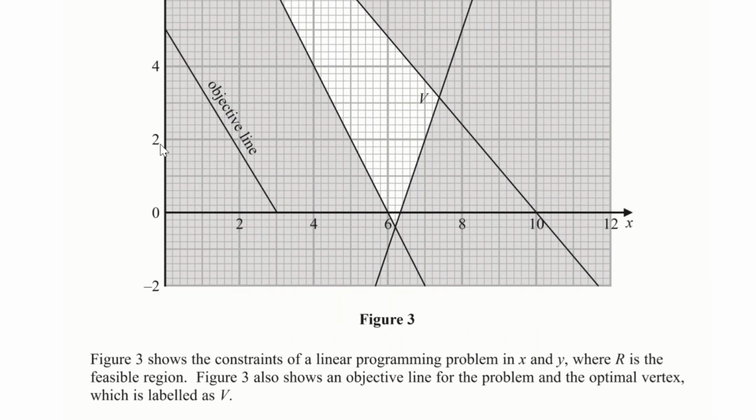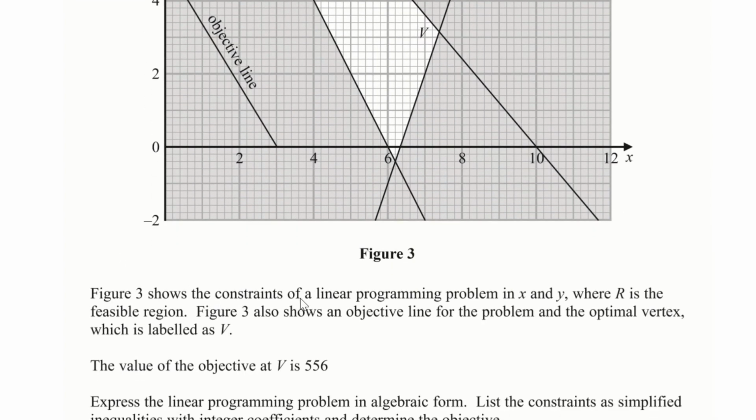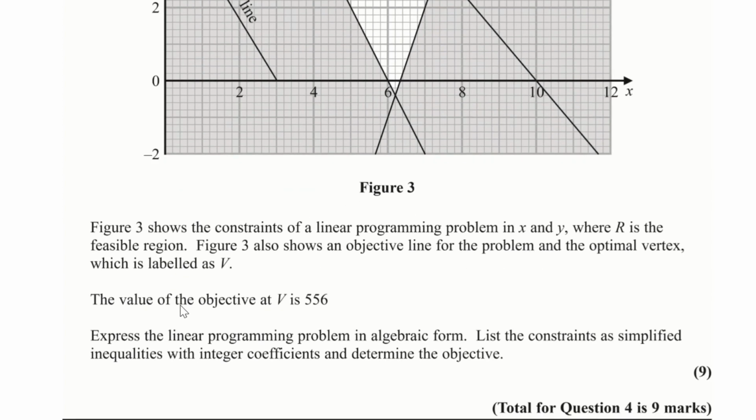Question number 4. Figure 3 shows the constraints of a linear programming problem in x and y, where R is the feasible region. Figure 3 also shows an objective line for the problem and the optimal vertex, which is labelled as V. The value of the objective at V is 556. We have to express the linear programming problem in algebraic form, list the constraints as simplified inequalities with integer coefficients, and determine the objective.